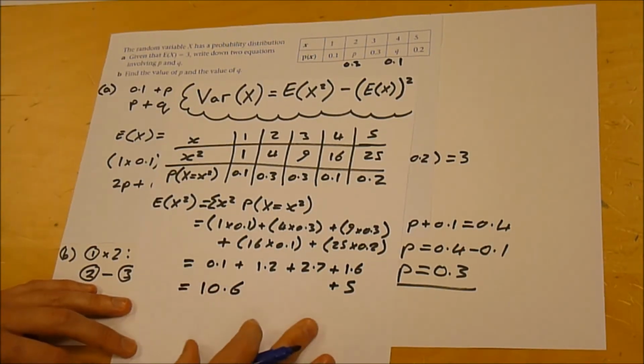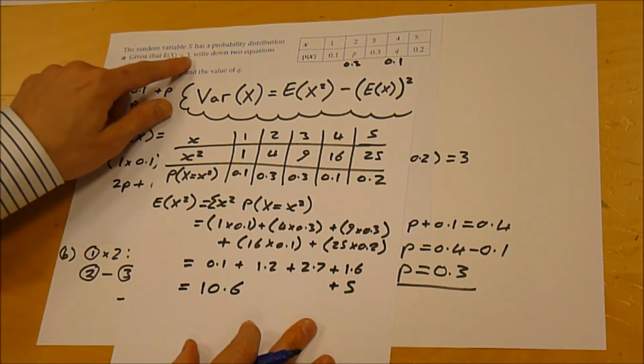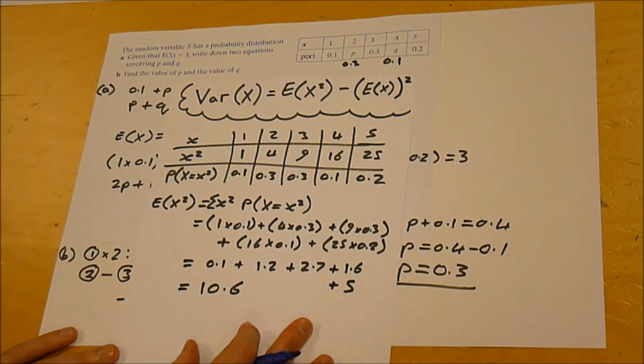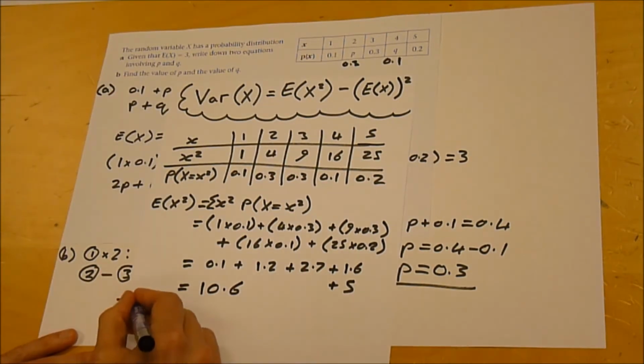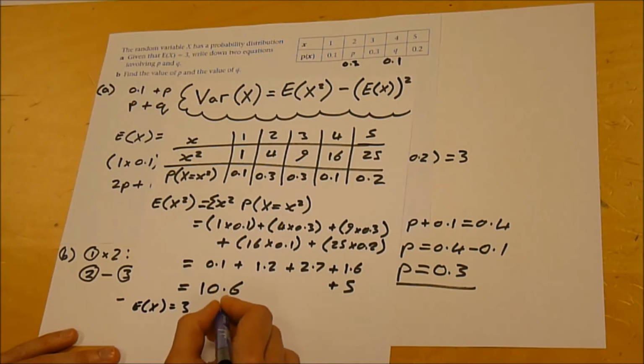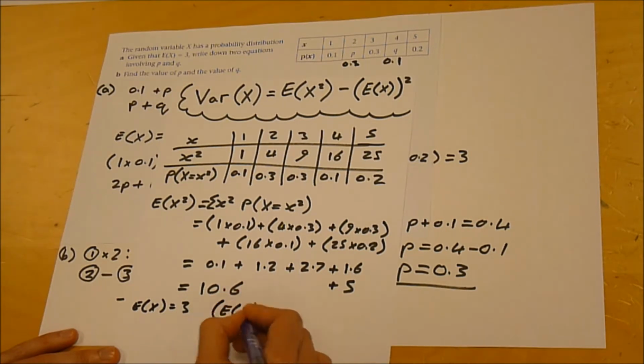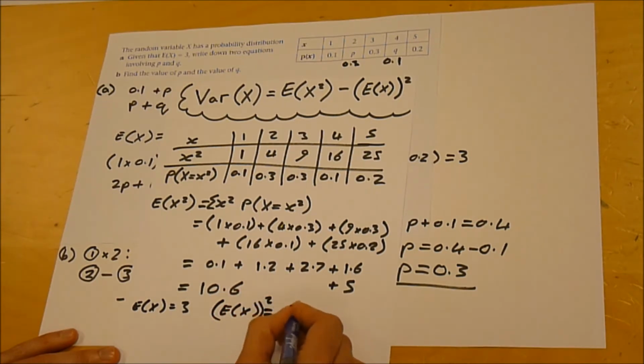We already know from part A of the original question that E of x is 3. We don't need to work that out. We could do, but we don't need to. So if I know that the expected value of x equals 3, then the expected value of x, if I square that, equals 3 squared. So that's 9.